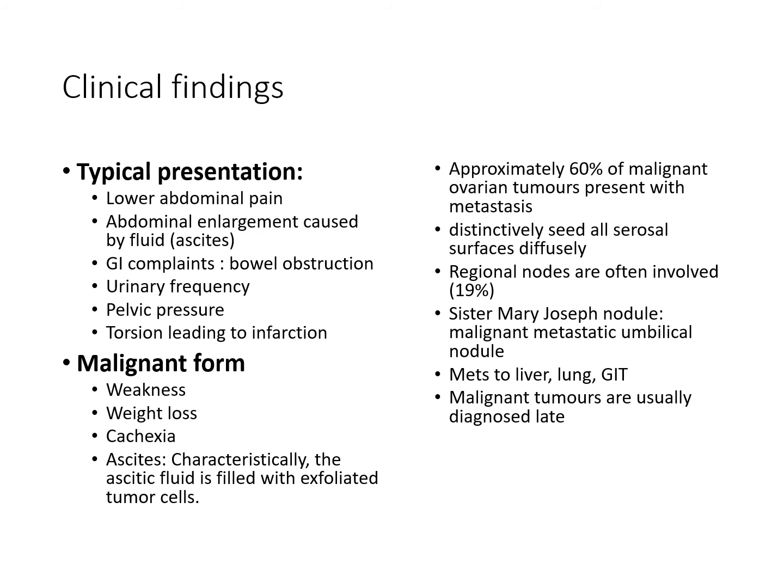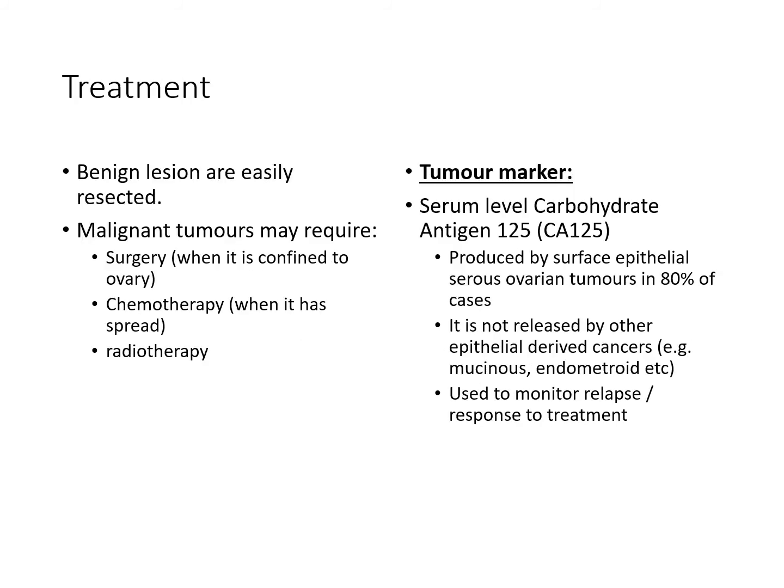Approximately 60% of the malignant ovarian tumors present with metastasis, and they distinctively seed the serosal surface diffusely. Regional nodes are often involved, and there could be Sister Mary Joseph nodule, which is malignant metastatic umbilical nodule. They can metastasize to the liver, the lung, or the gastrointestinal tract, and the malignant tumors are usually diagnosed late. The benign lesions are easily resected, but the malignant tumors may require surgery, chemotherapy, and radiotherapy.